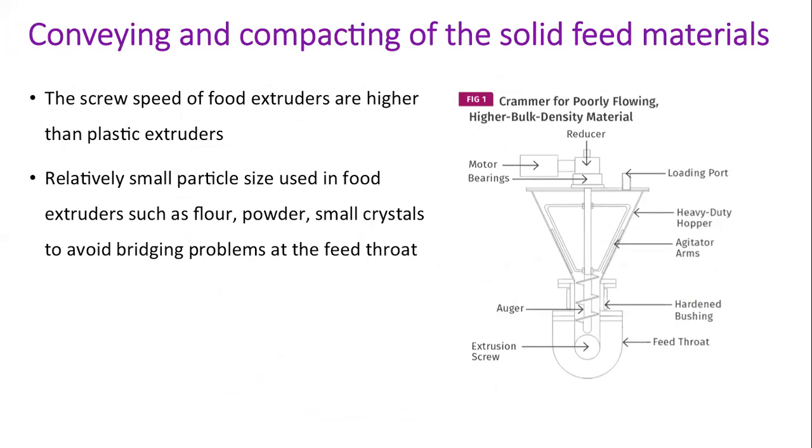There are so many videos available on YouTube, so you can search how aluminium and metals are developed, and how plastic is developed by using extruders. But the important thing is that screw speed is higher in food processing extruders than in plastic extruders, right? Relatively small particles we use.